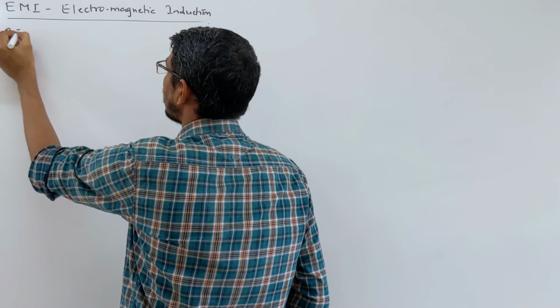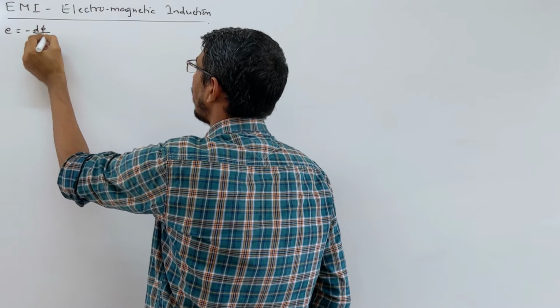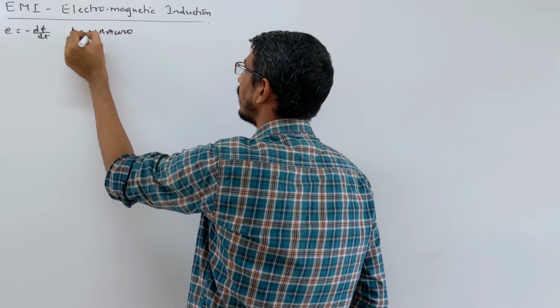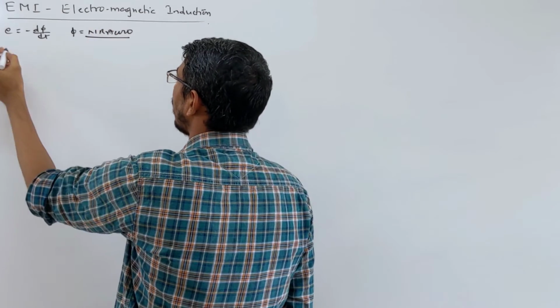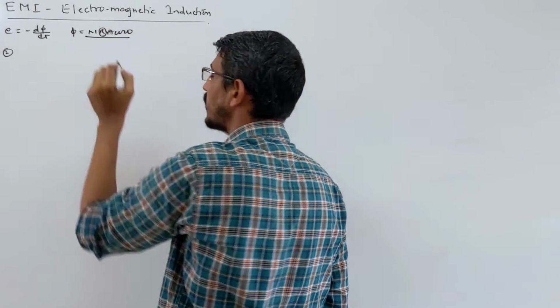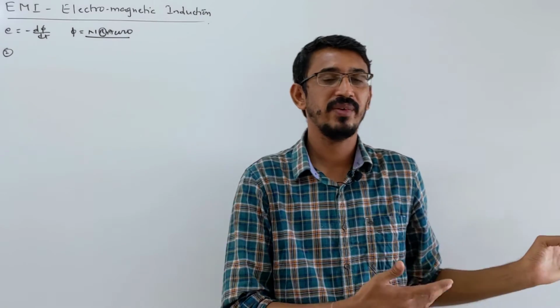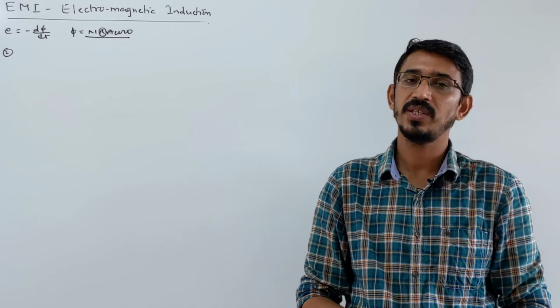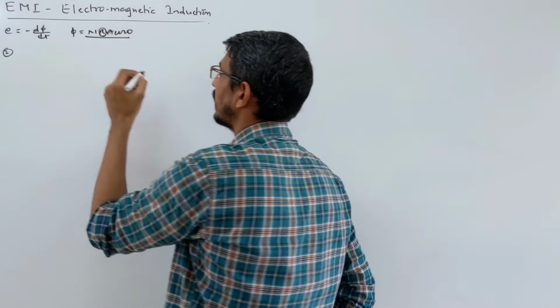Once more, E is equal to minus d phi by dt, this is the main equation, and phi is equal to NBA cos theta. Now we are talking about the equation when the magnetic field is changing. They ask the same question as we did for flux: the magnetic field is changing according to some given equation, and they ask how much EMF is induced. Let's see one example here.